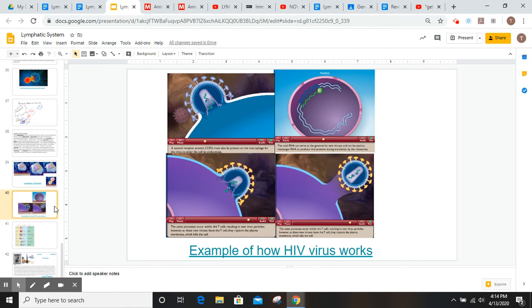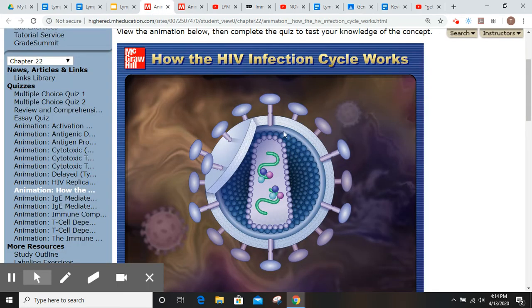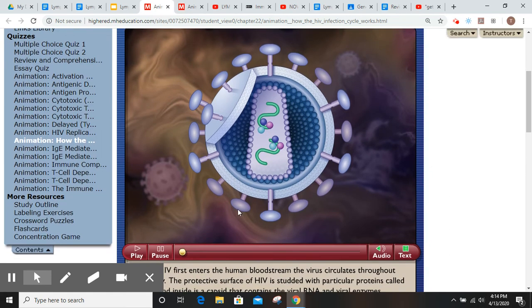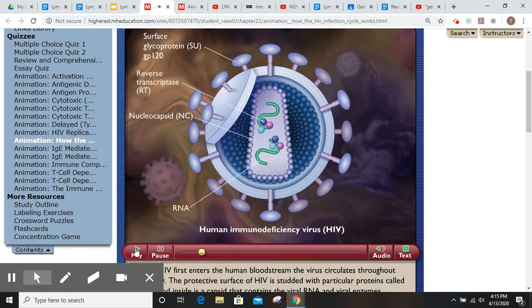Now, I think it's important to also understand how viruses work. I know we're doing a lot of reading about the coronavirus, but I think this animation is pretty helpful too, especially when it comes to retrovirus. And let's take a look at HIV. When HIV first enters the human bloodstream, the virus circulates throughout the body. The protective surface of HIV is studded with particular proteins called GP120, and inside is a capsid that contains the viral RNA and viral enzymes.